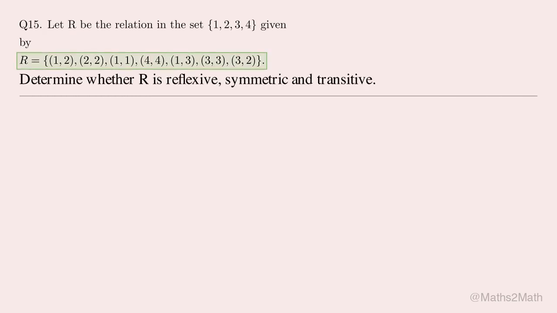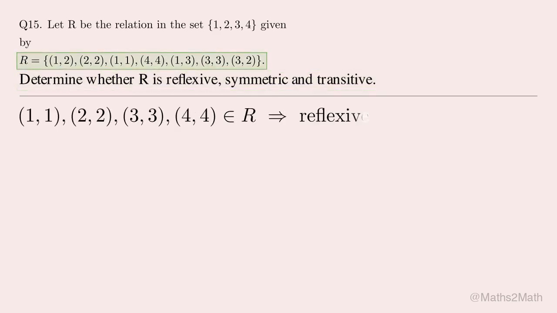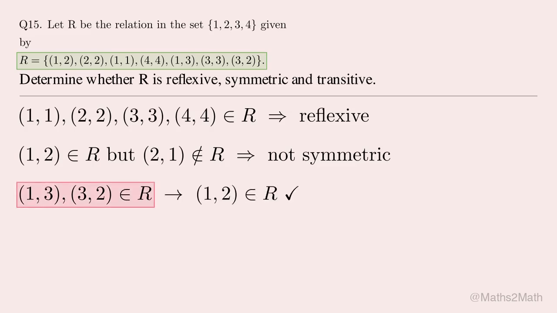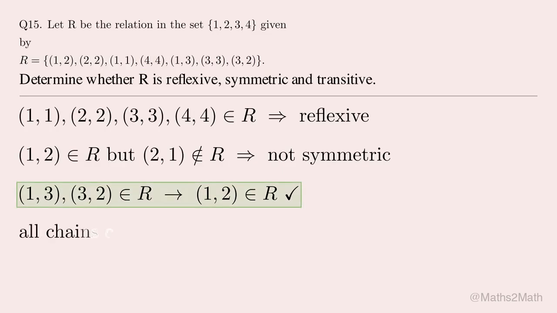Question 15. R is given as an explicit list of 7 pairs on the set 1 to 4. We must determine whether R is reflexive, symmetric, and transitive. All 4 diagonal pairs are in the list. Reflexive. 1, 2 is present but 2, 1 is not, so not symmetric. Check the chains. 1 to 3 then 3 to 2 needs 1, 2 present. Every other chain closes the same way, transitive.